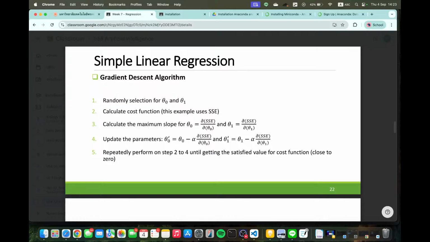The theta 0, the first term is 0.5. This is the original one. And then the learning rate 0.01 multiplied with this one, which you have already calculated here, minus 8. So when you calculate, you can get the new theta 0 and also the new theta 1. After you get this, we have to do the same again for the next round.